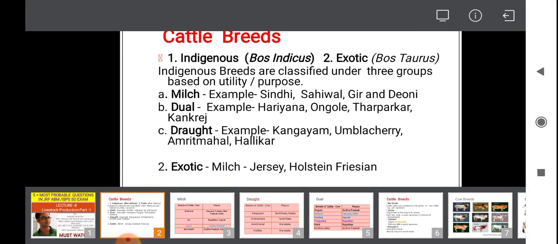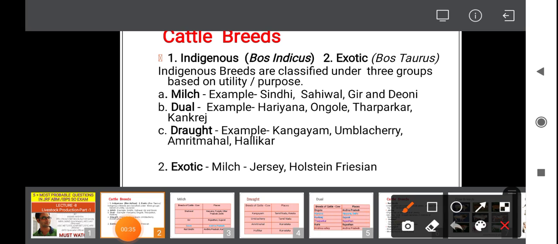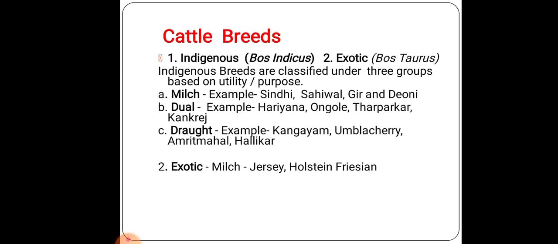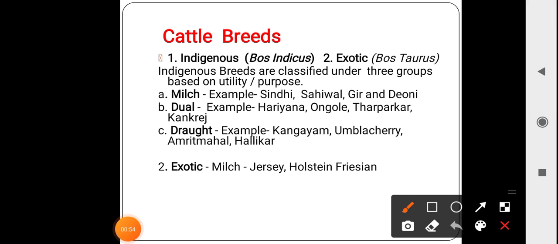So, first of all, cattle breeds. In India, two types of cattle breeds are there: indigenous cattle breeds and exotic cattle breeds. Indigenous cattle breeds, the scientific name is Bos indicus, and exotic, the scientific name is Bos taurus. The breeds which are particularly found in India itself are known as indigenous, and exotic are of foreign origin.